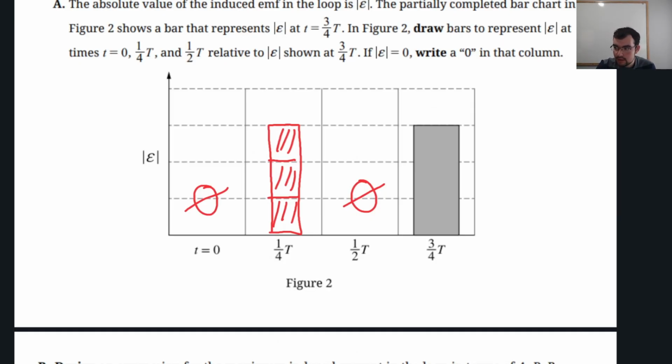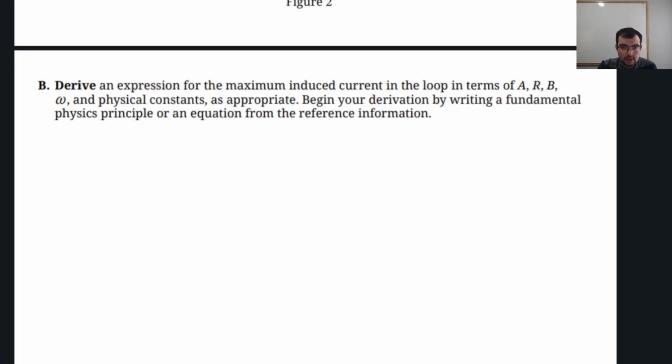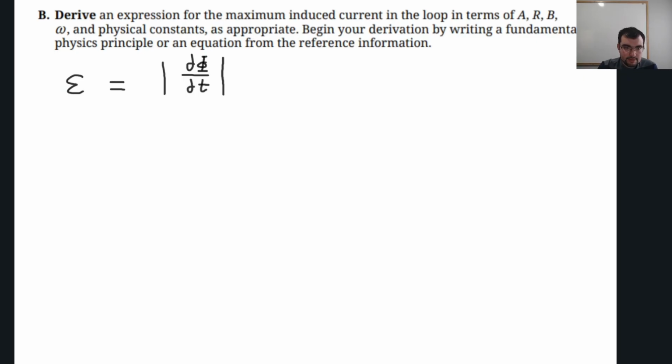All right, derive an expression for the maximum induced current in the loop. So maximum. And the only thing that's allowed is A, R, B, and omega. Well, we're given flux, so it is not a mystery as to what equation we should be starting with. EMF, current, and flux, well, that's Faraday. The induced EMF, in terms of magnitude, is going to be whatever d flux dt is in absolute value. And nothing with negative signs is ever graded with Faraday's law, so don't worry about that.